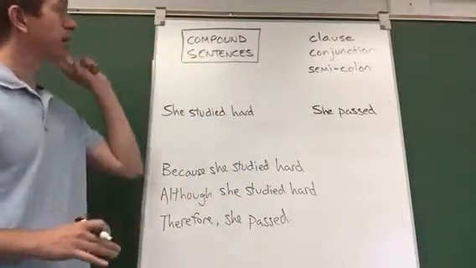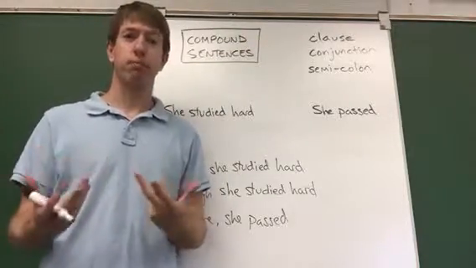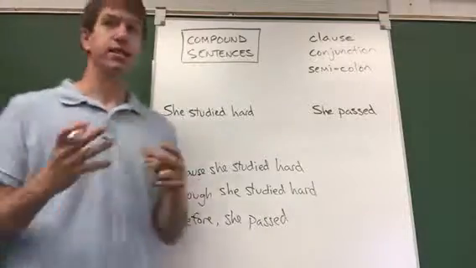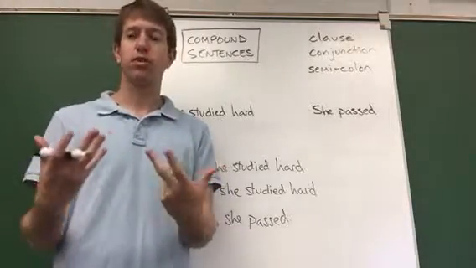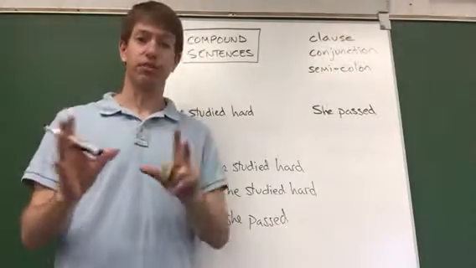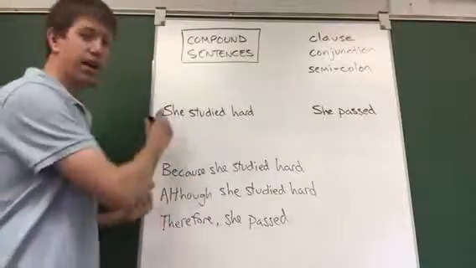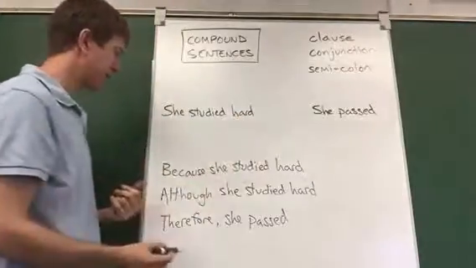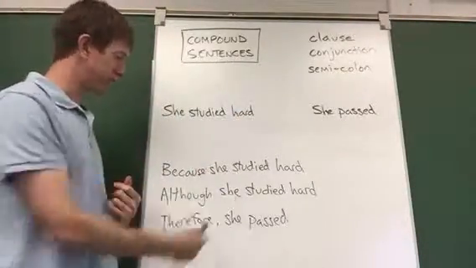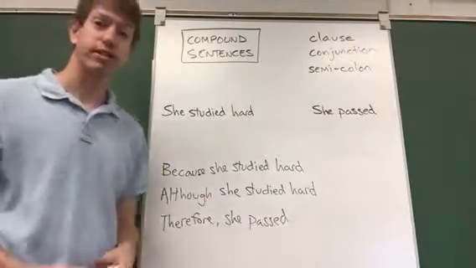Okay, so let's start with the idea of a clause. That's an important term for our class. A clause is a group of words that has a subject and a verb in it. That's it. It has a subject and a verb in it. So let me give you some examples of clauses. She studied hard, she passed. Because she studied hard, although she studied hard, therefore she passed. All of these are examples of clauses.